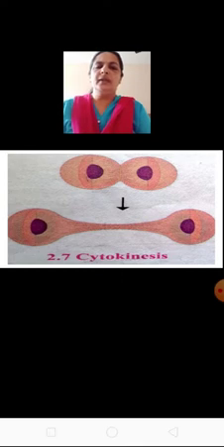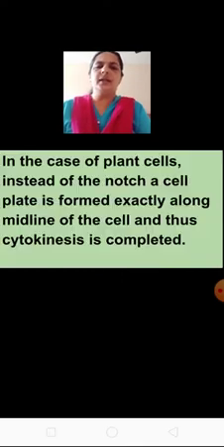This is in the case of animals. In the case of plants, what happens? Instead of a notch, a cell plate is formed exactly along the midline of the cell, and the cytokinesis is completed. So in the plant cell, instead of a notch, a cell plate is formed in the middle, and like that two cells are formed separately in mitosis. So I think you are thorough with mitosis.